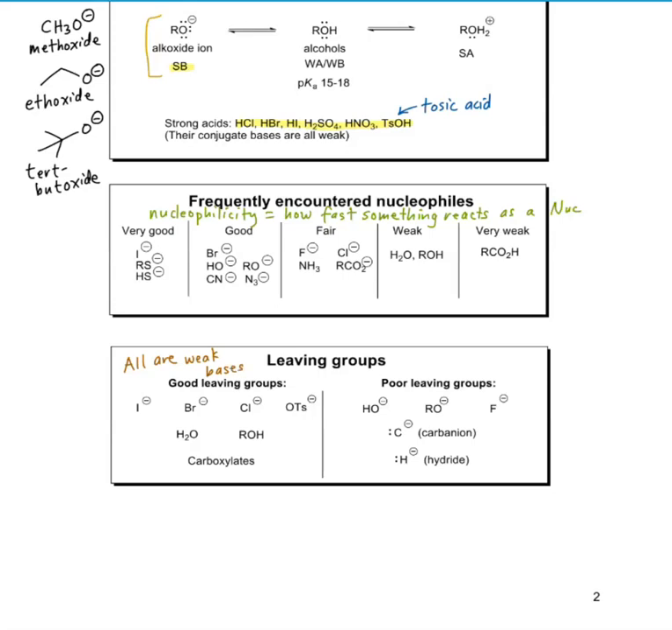So if something is a good leaving group in a substitution or elimination reaction, it's going to be weakly basic. Now, if we go to the other side of this, the poor leaving groups include things like hydroxide ions, alkoxide ions, fluoride ions, and carbanions and hydride. Now, most of these are strong bases. The exception is the fluoride ion.